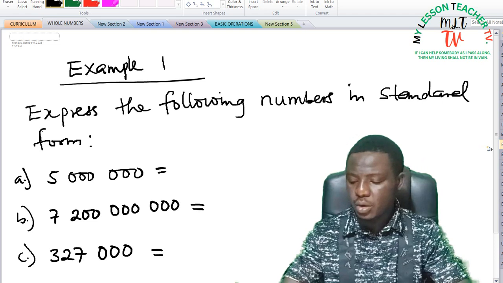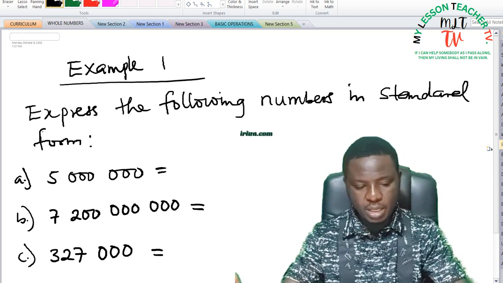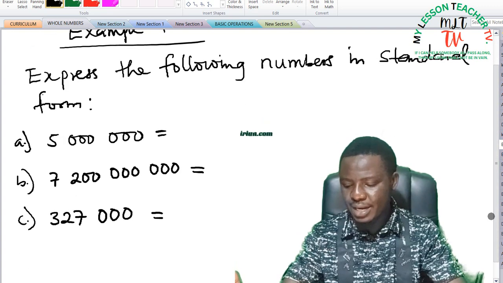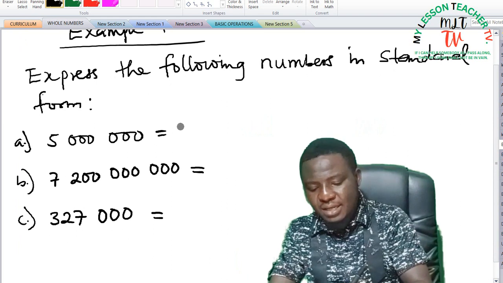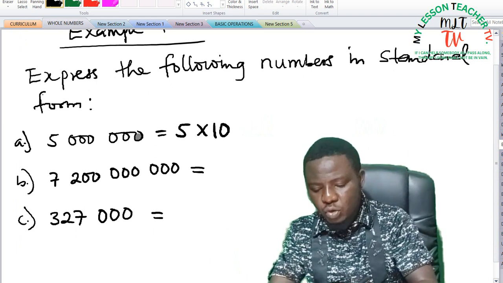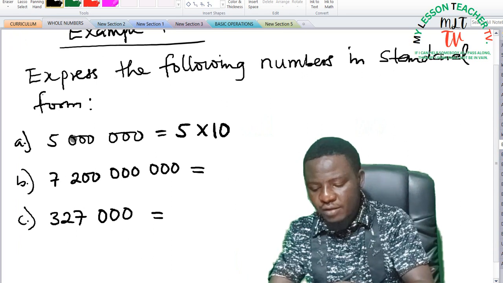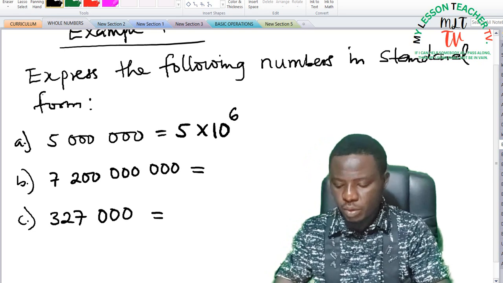Example 1. We are asked to express the following numbers in standard form. A, we have 5 million. 5 million in standard form can be expressed as 5 times 10 raised to the power of the number of zeros: 1, 2, 3, 4, 5, 6. So this is 5 times 10 raised to the power of 6.